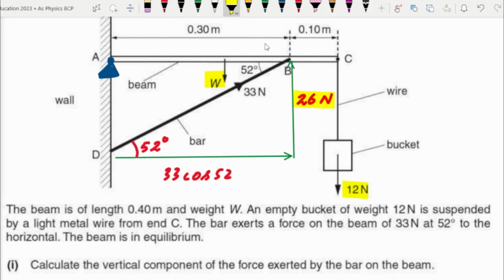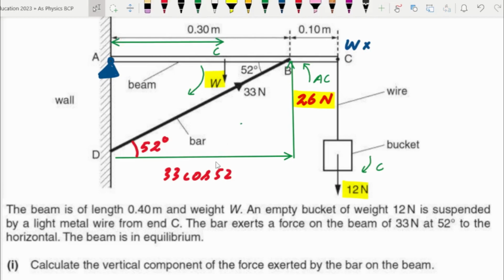Now let's check out which of these 3 forces would produce clockwise moment, and which would produce anti-clockwise moment. This one would push the rod over here, W would produce clockwise, the bucket would produce clockwise, and the force of 26 Newton would produce anti-clockwise. Now let us apply the principle of moment. So the first one, clockwise, is W times the perpendicular distance of that force from pivot.